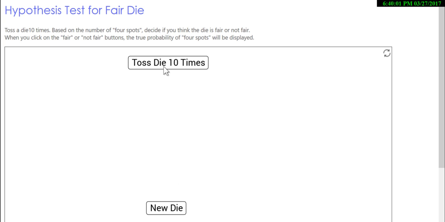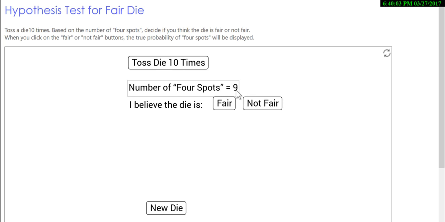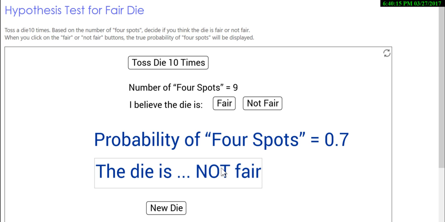Okay, let's get a new die. I'm kind of bored with 2 4s. Okay, here's one with 9 4s. So for 9 4s, our rule says that we should believe that our die is not fair. And in truth, the die is not fair. Good.